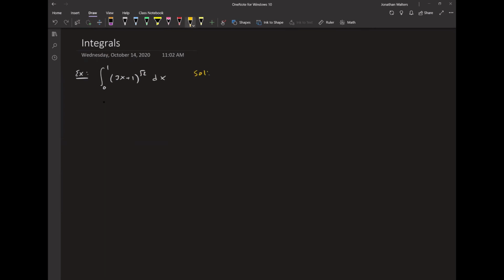Solution. I'm going to do u equals 3x plus 1, du equals 3 dx. If x equals 0, u equals 1. If x equals 1, u equals 4.